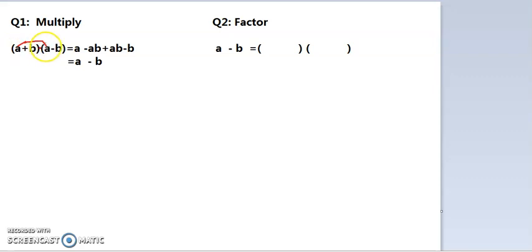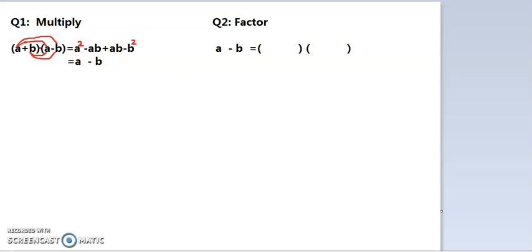We're going to do a times a, which gives us a squared. And then we're going to do a times negative b, which gives us minus ab. After we're done multiplying a, now we're going to multiply b times a. That should give us positive ba, but we're going to write them in alphabetical order. So instead of having ba, we change it to ab, because b times a is the same as a times b. And then we're going to do b times negative b. As we know, a positive times negative will still be negative, but b times b is going to give us b squared.